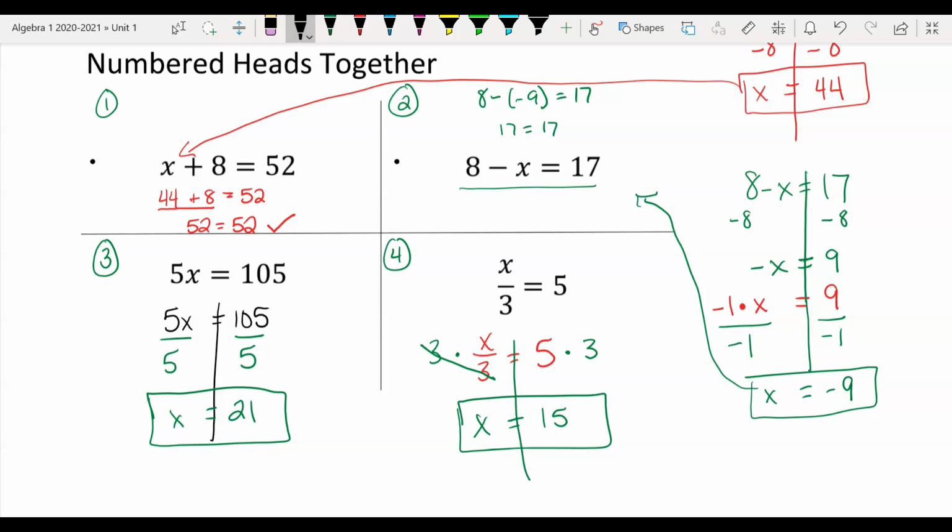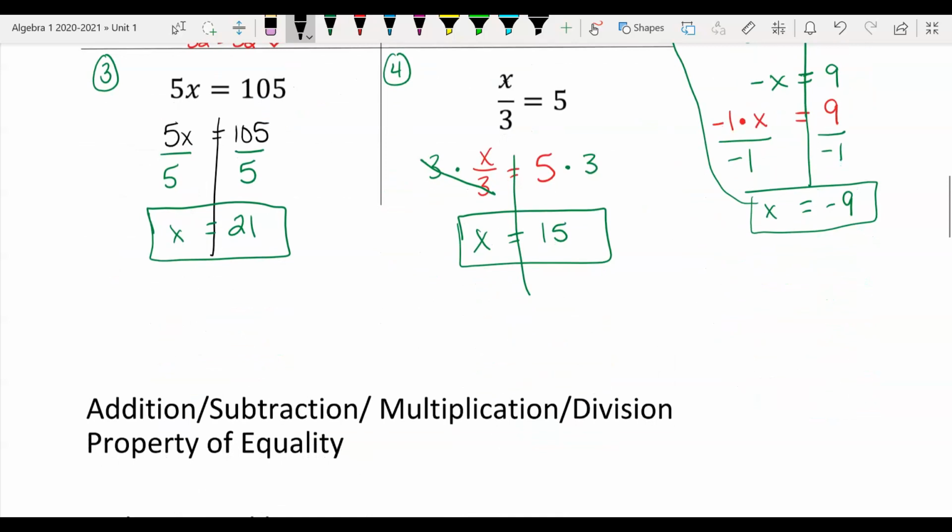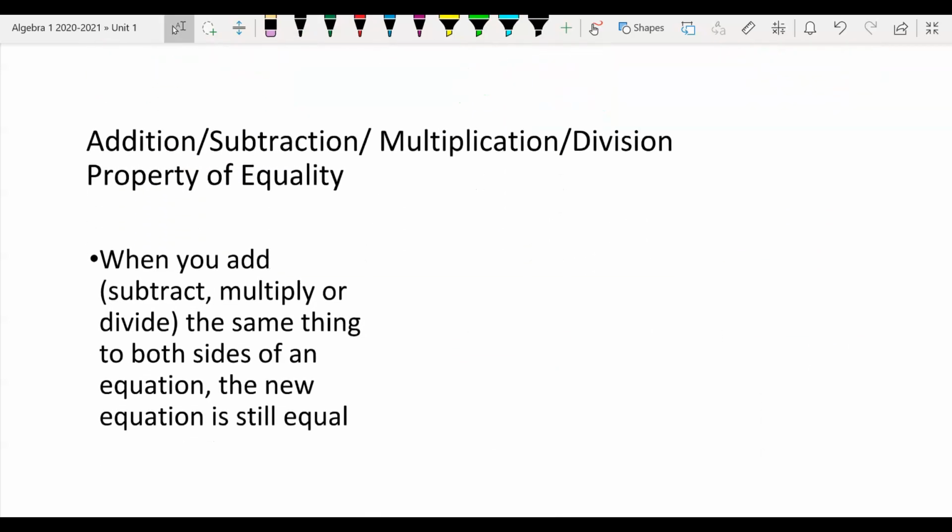Some people can kind of just see the problems when they're this simple. If I do 15 divided by 3, I know that that's 5, so 5 equals 5. So it works out.